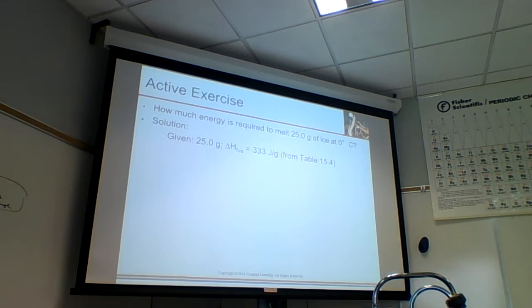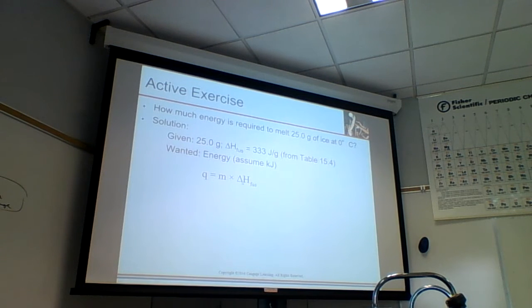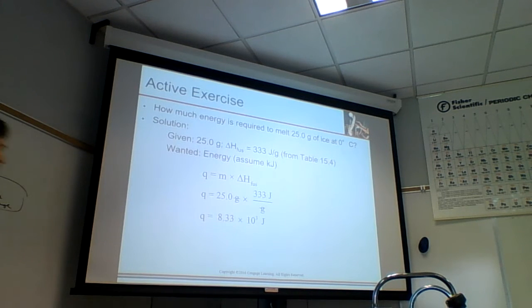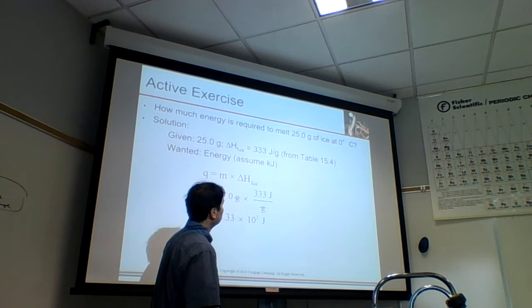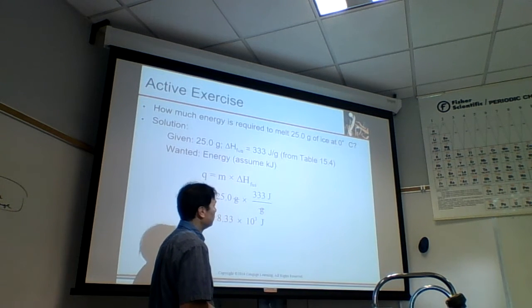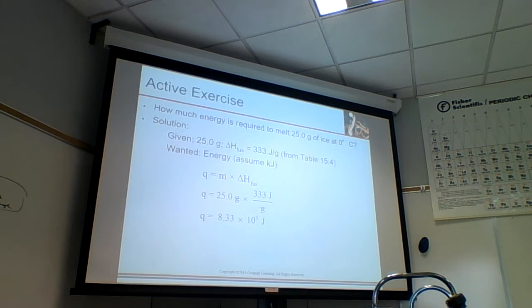So this is what's required. So 25 grams. We want the energy. Q is equal to the amount times delta H of fusion. So the amount is 25 grams times delta H of fusion. That's going to require 8,330, or 8.33 times 10 to the third joules of heat to melt 25 grams of ice. When we melt that ice, what are we doing with all that energy?